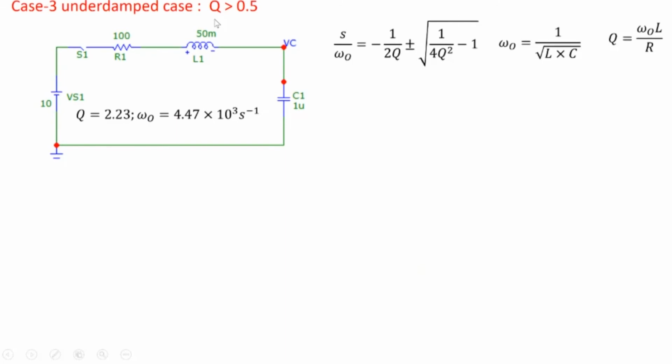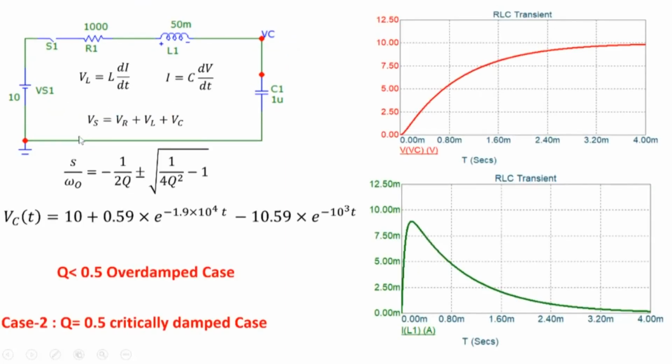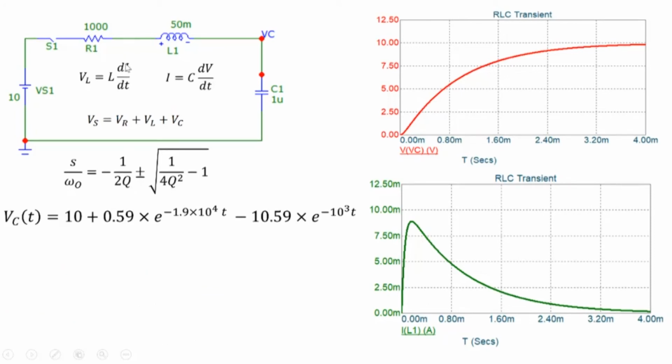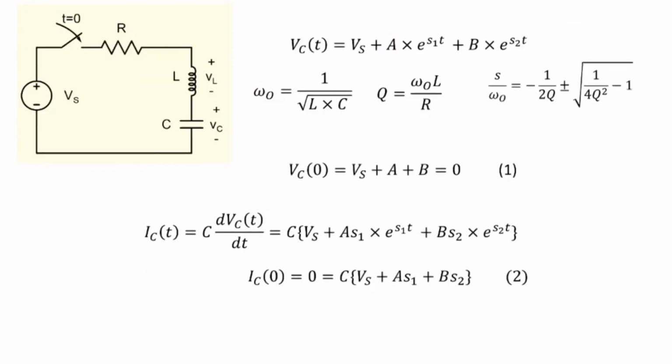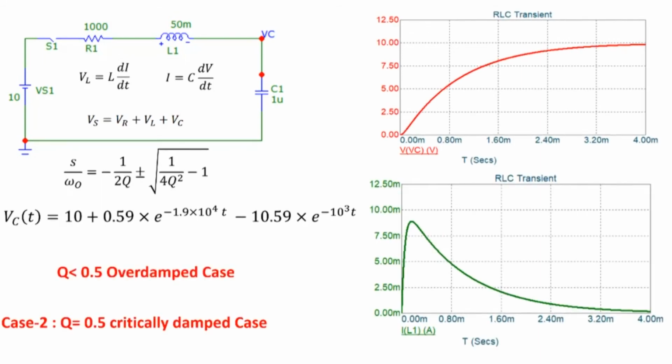So let's look at Q greater than 0.5. Now how are we altering Q? Well, a very simple way of altering Q: Q is equal to omega naught L by R, and omega naught depends on L and C. So suppose I don't touch L and C, so omega naught remains the same, and I can simply change the value of R and change Q. Very easy way to change Q: if I make R1, let's say, 10 times smaller. Q for this circuit was 0.224, I think. So if I make R1 10 times smaller, Q is going to become 2 point something, well above our 0.5 limit here.